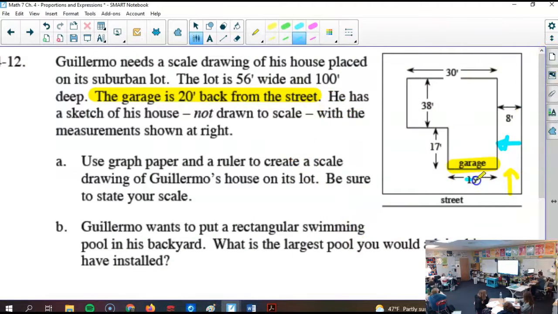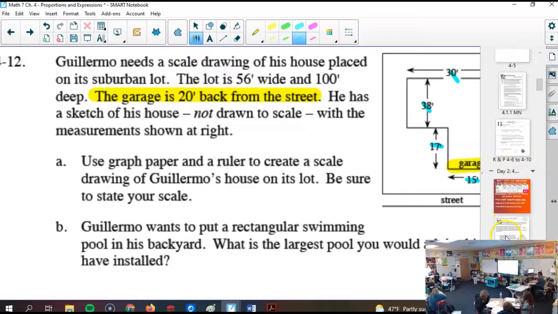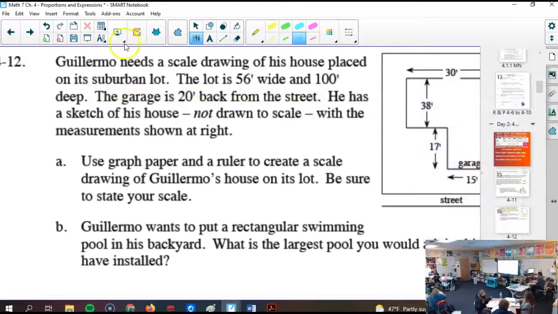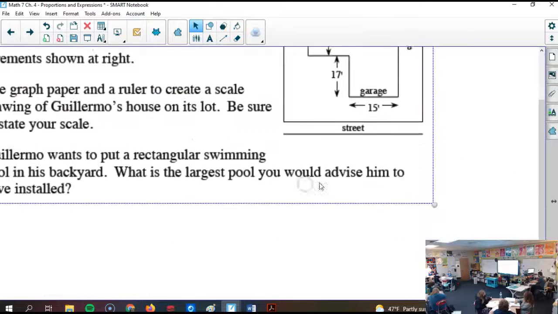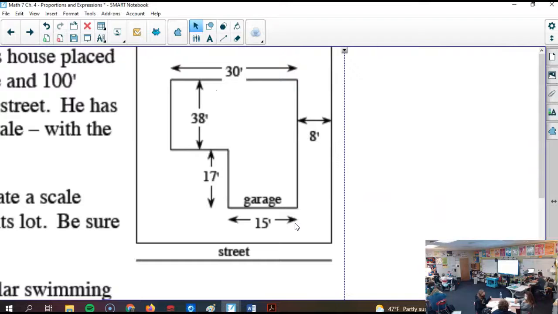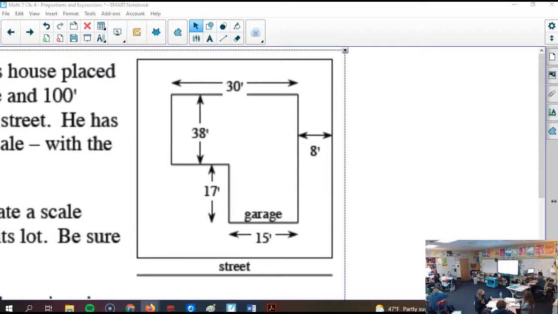No, all of these dimensions need to stay what they are. The garage is 15 feet wide. Yep, here's some people saying that. Oh, hey, at the bottom, label street. If you didn't write street right here, label street. Make sure that we know what side has the street.